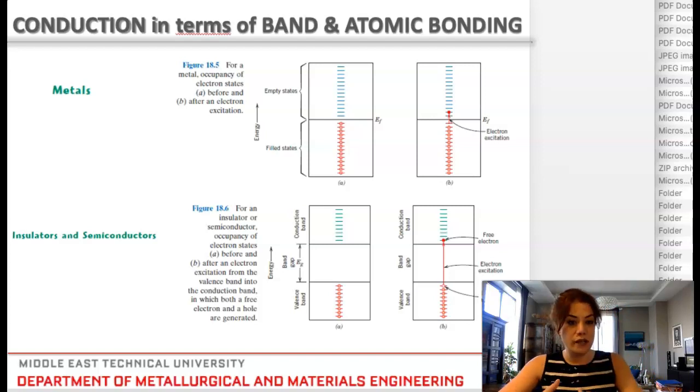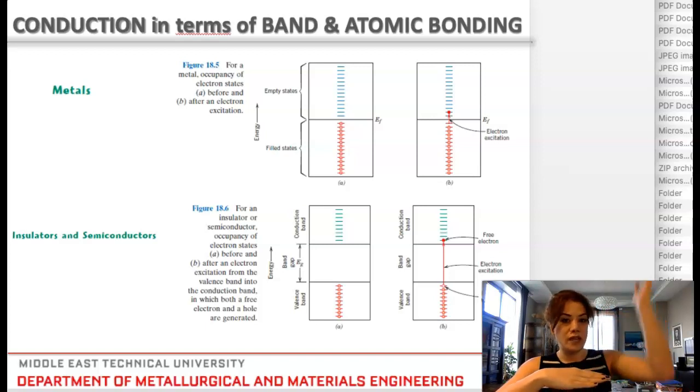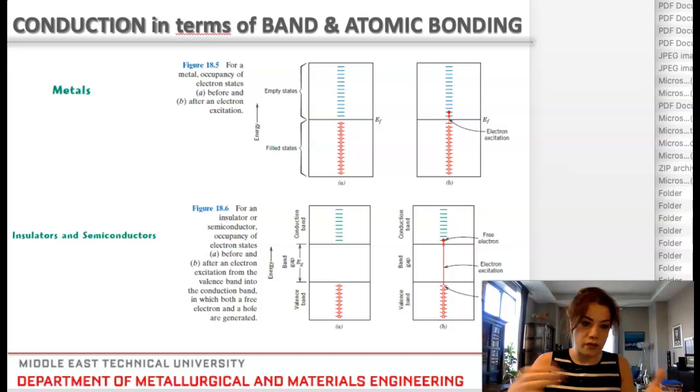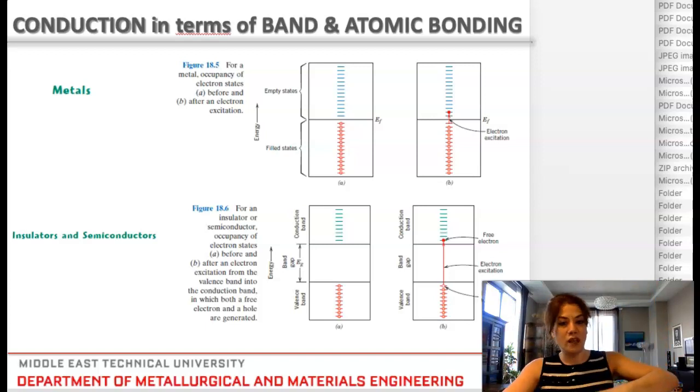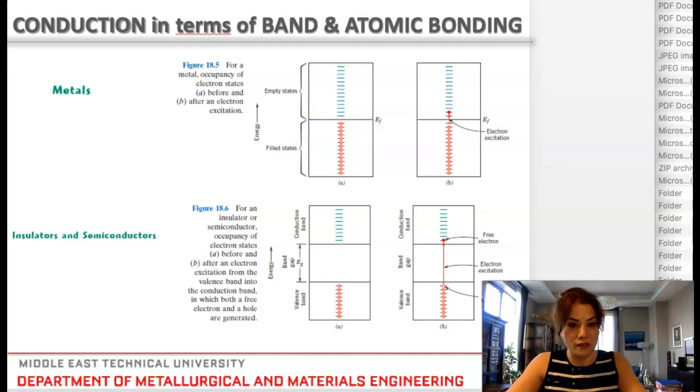Indeed, there are so many electrons and so many energy levels. They get so close to each other, they stack up so close to each other. We call them a continuum of states, as if they're not discrete levels. Indeed, they are discrete, but they're so tightly placed that we call them a continuum of states in the case of metals, right?